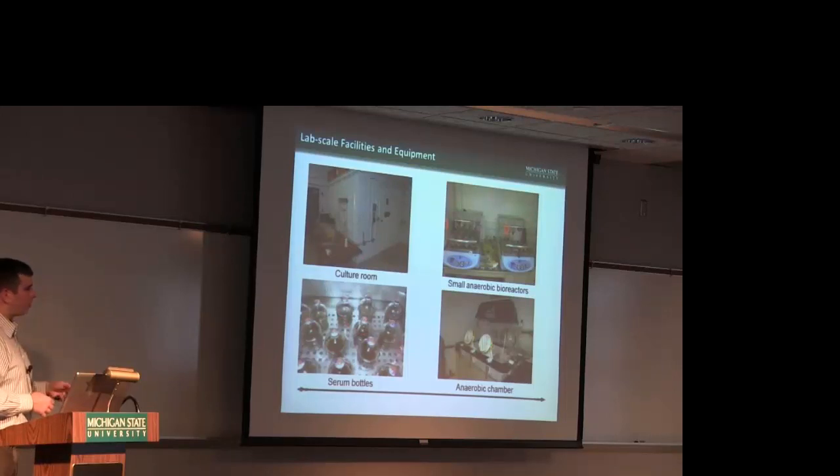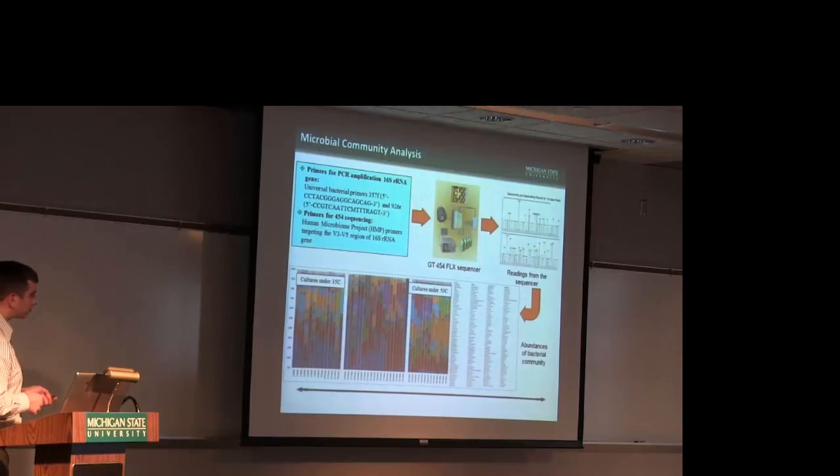Serum bottles are what we use typically to screen feedstocks. A lot of the work we do looks at a waste stream: what needs to be done to convert that waste into biogas and digest it? Is it digestible, and what is the biogas potential? A lot of that work is done at this scale, and then we have other facilities that complement that.